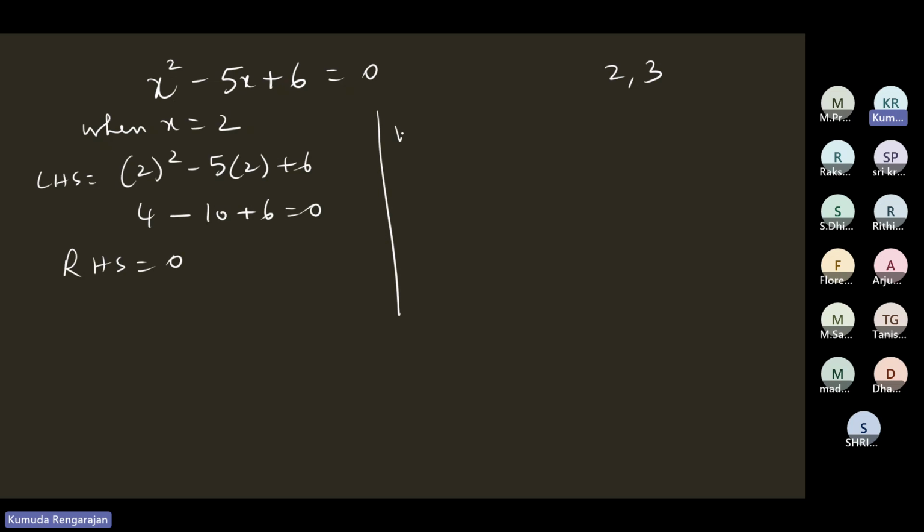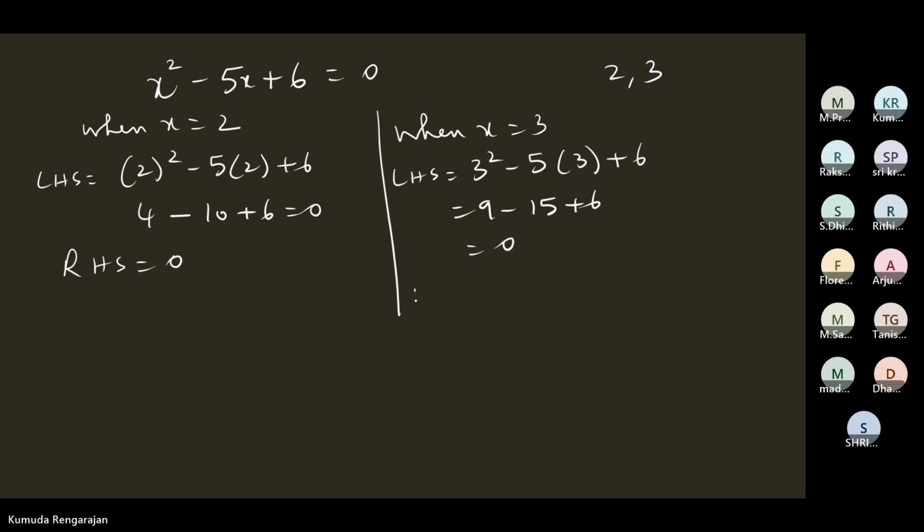When x is equal to 3, LHS will be 3 squared minus 5 into 3 plus 6. So 9 minus 15 plus 6, 0. RHS is also 0. So these values 2 and 3 satisfy the quadratic equation x squared minus 5x plus 6 is equal to 0.